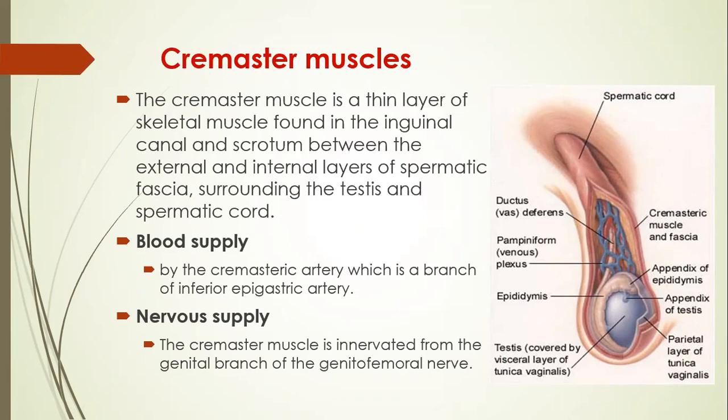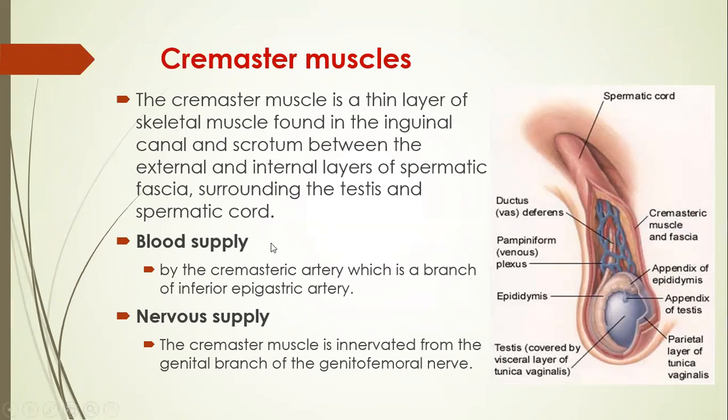Now we'll talk about a muscle called the cremaster muscle, a very important muscle. If you see here, this is the cremaster muscle. What is the importance? This is a small muscle. The cremaster muscle is a thin layer of skeletal muscle found in the inguinal canal and the scrotum between the external and internal layers of the spermatic fascia surrounding the testis and the spermatic cord. So in between the superficial and the deep fascia, you can see a muscle called the cremaster muscle, and its fascia extending all the way down. So this cremaster muscle is very important. Why it is important, we'll talk about this.